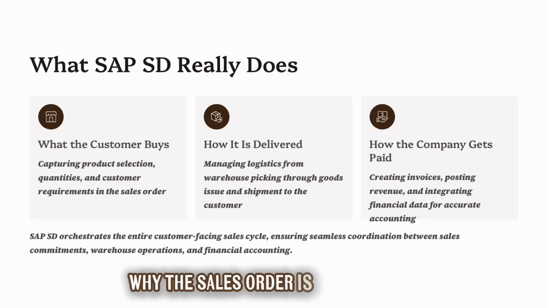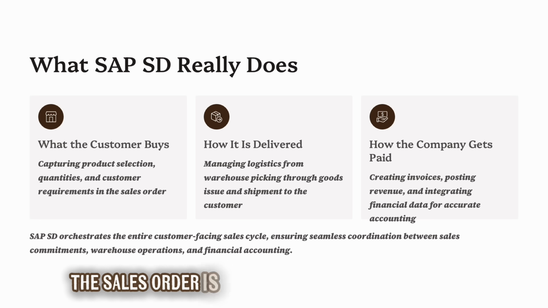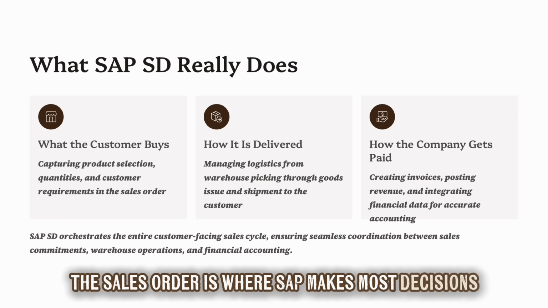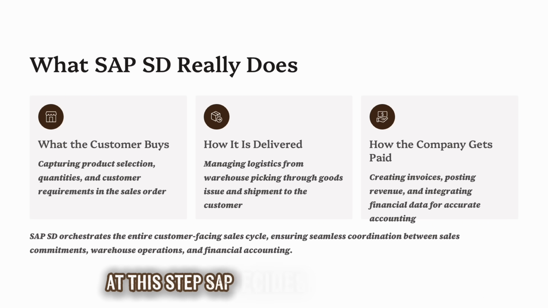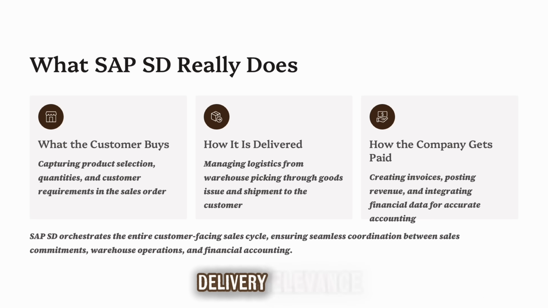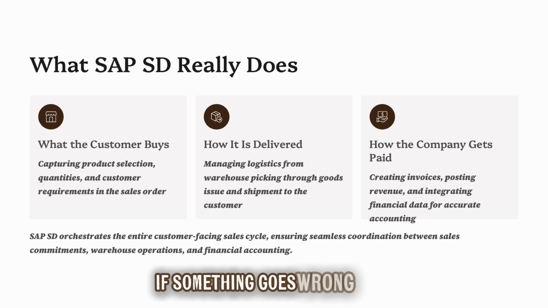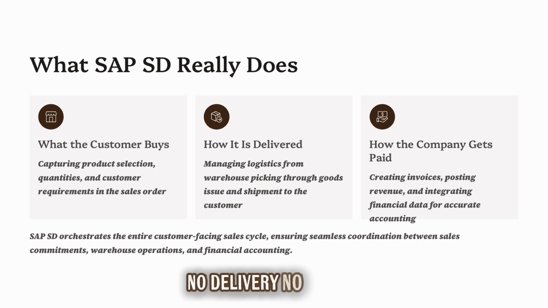Why the sales order is so important. The sales order is where SAP makes most decisions. At this step, SAP decides price, availability, delivery relevance, tax, credit control. If something goes wrong here, everything after that breaks. No delivery, no billing, no revenue.